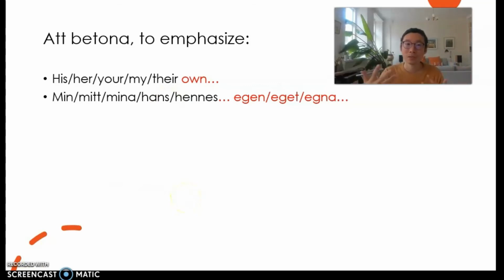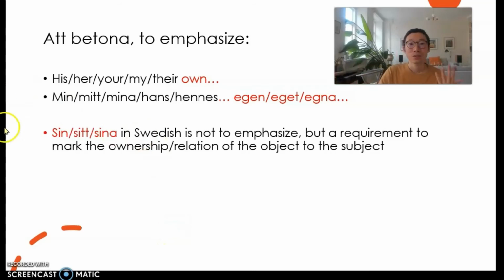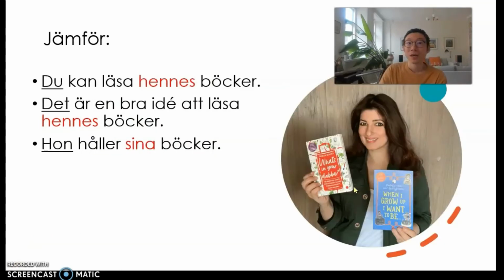Okay, so maybe you sensed the difference would be when using those pronouns, they are not actually emphasizing in Swedish. They're just a special kind of pronoun to mark the relationship. But when you want to emphasize the ownership, you use egen, eget, egna. So sin, sitt, sina in Swedish is not to emphasize, but a requirement to mark the ownership or the relation of the object to the subject.